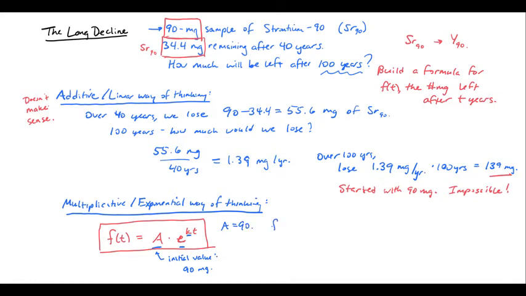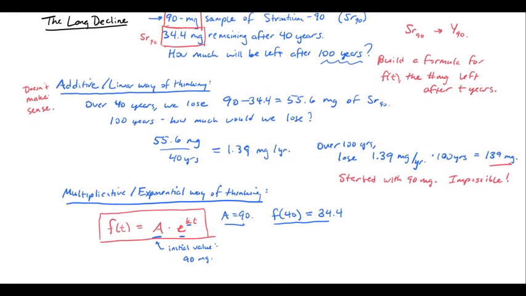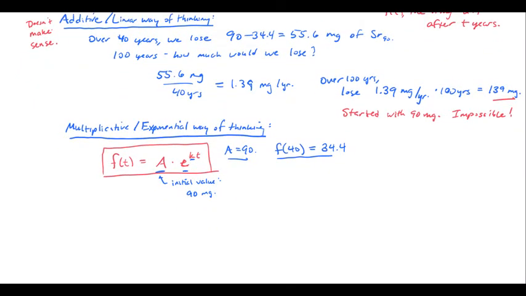And we also know that f(40), the amount of strontium-90 remaining after 40 years, is known to be 34.4. So I'm going to use this information and the fact that A is 90 to try and figure out what the parameter k is equal to. I'm going to do that by substituting this point into my formula.